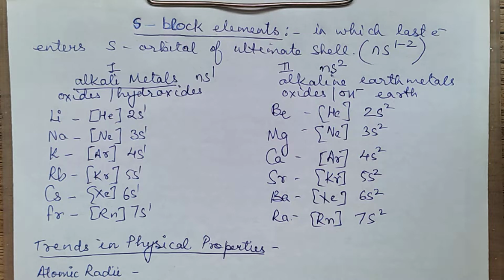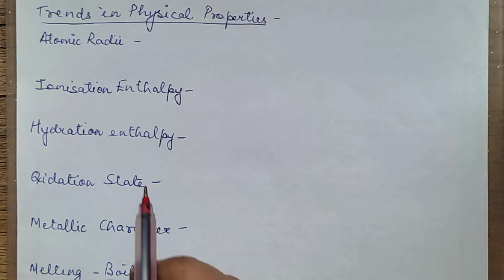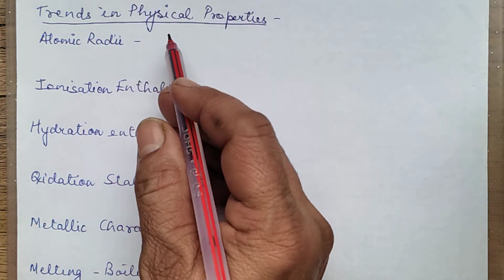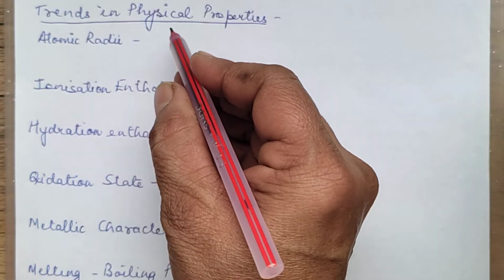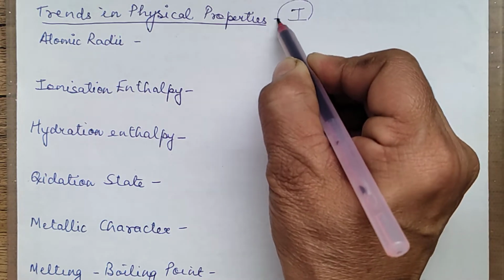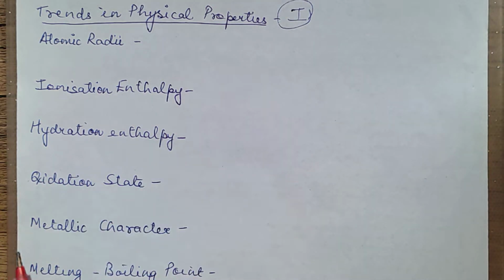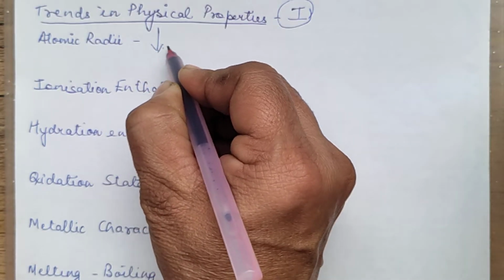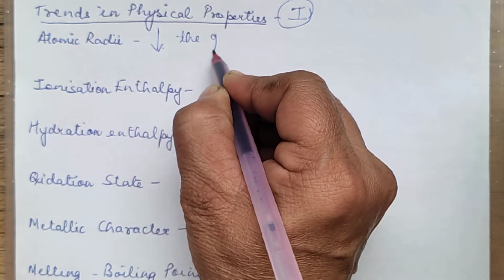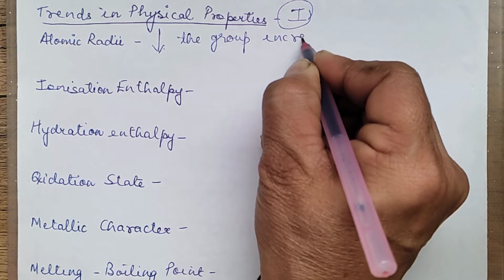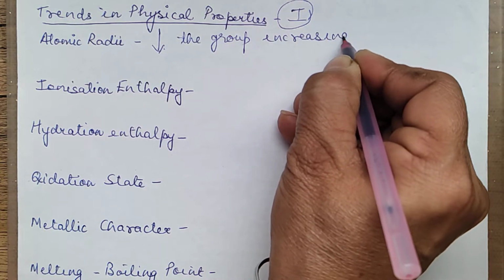Now we'll move on to the trends in the physical properties. The first physical property is the radii. Whenever we are talking about these properties, we will be talking about down the group. First we are beginning with group 1 only. Group 2 we will take separately. Atomic radii: down the group, what happens? The atomic radii would be increasing. Why is it increasing?